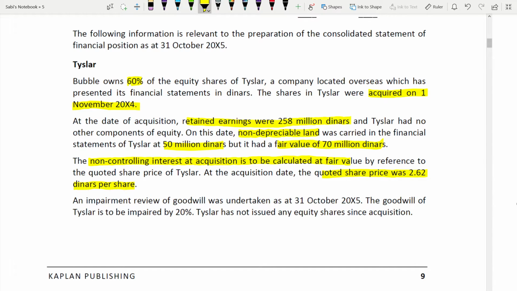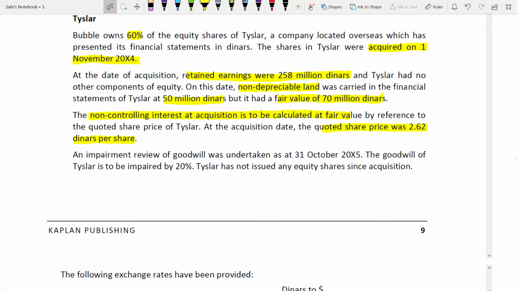An impairment review of goodwill was undertaken on 1st of October 2005. So this impairment part you need, because we have to calculate goodwill. The goodwill of Tesla has to be impaired by 20%. Tesla has not issued any equity shares since acquisition.